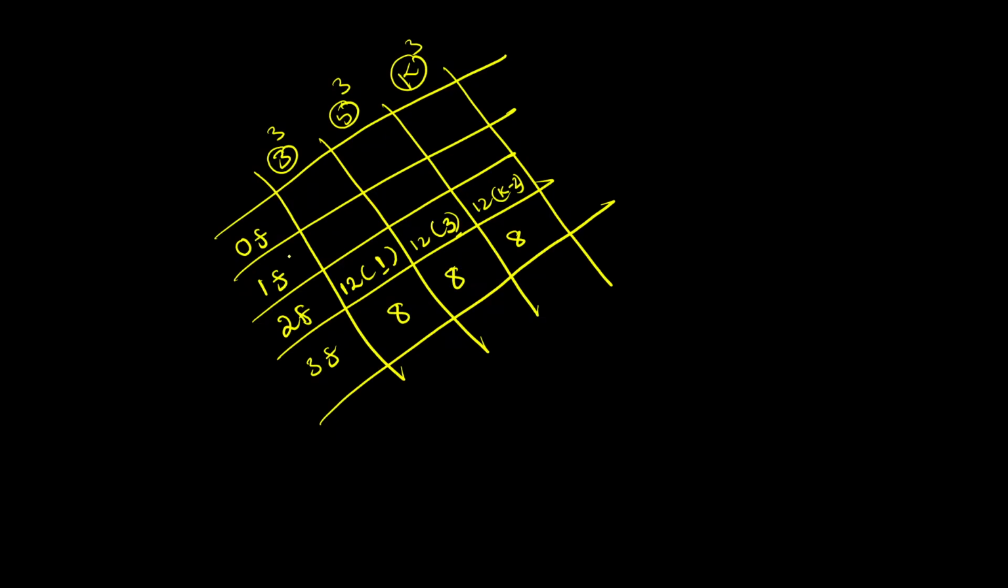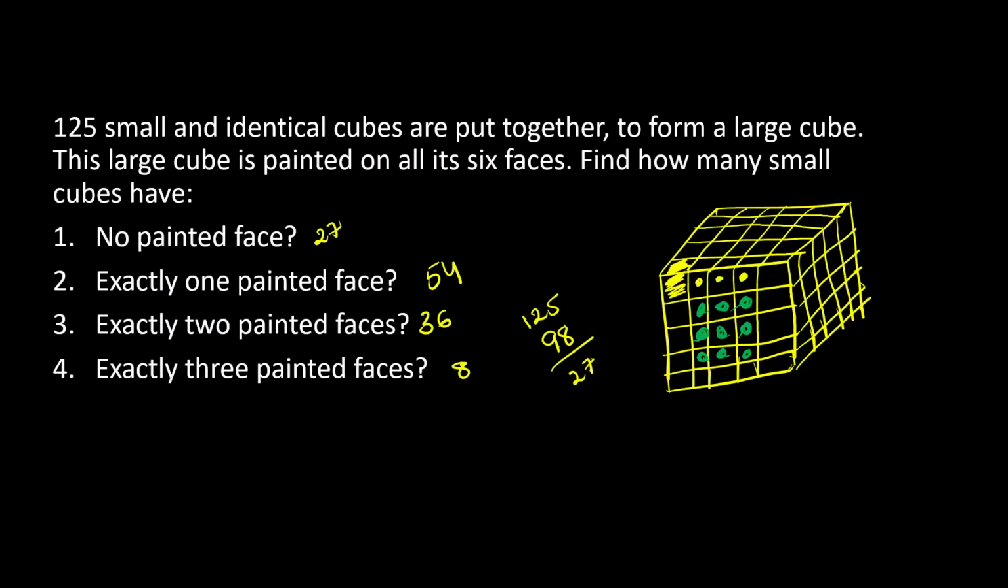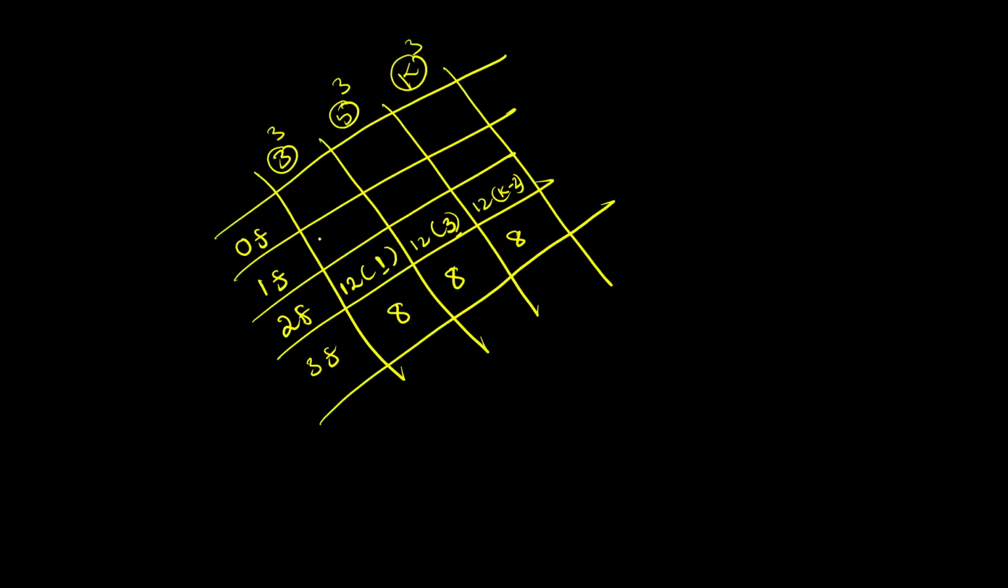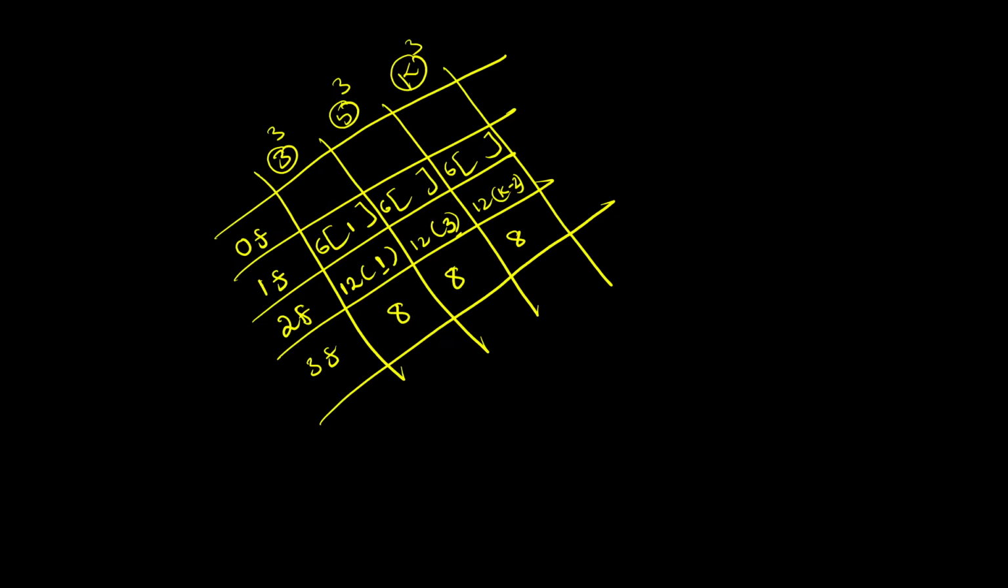Exactly one face painted. We know that one face painted is related to the given number of faces. So my answer should be a multiple of 6, 6 into something. Now let's understand what this particular number is. When it's one face painted, for 27 cubes, our answer is 6. But for 125 cubes, your answer is 54. That's 6 into 9, and 9 in terms of 5 can be written as (5 minus 2) whole square.